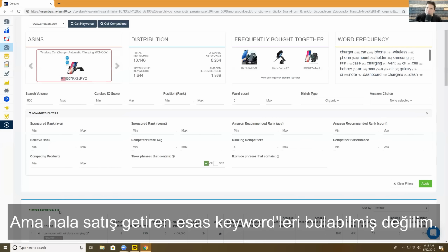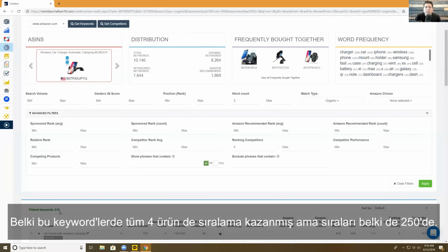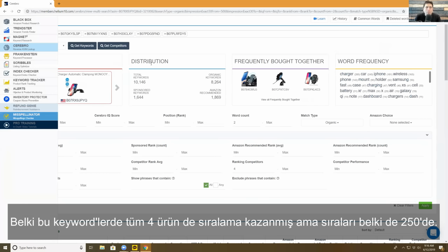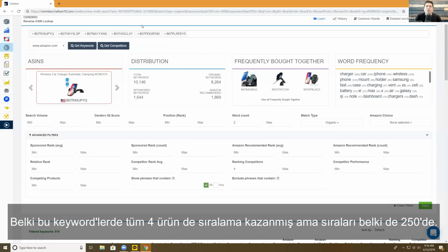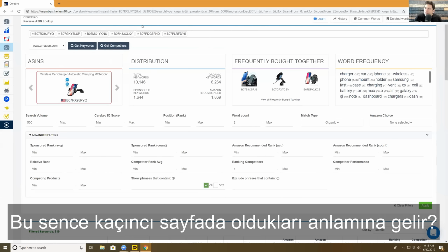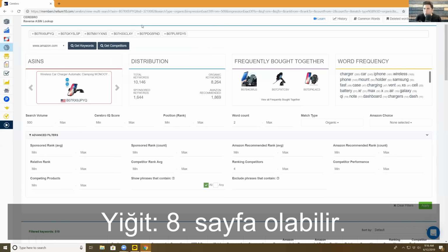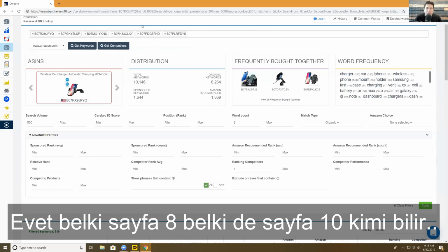But still, this is not going to show me necessarily the top keywords that are driving the sales. Why not? Because let's say 4 of these products are ranking, but they're all maybe position 250. Like, what page do you think that is? Maybe page 8, maybe page 10, who knows?